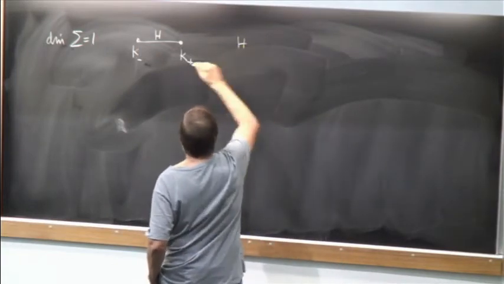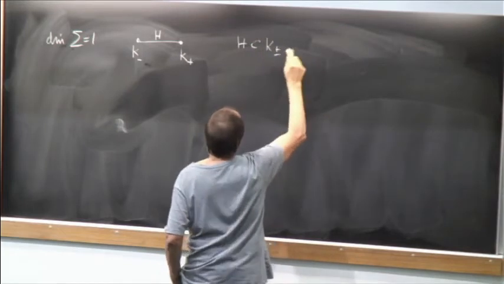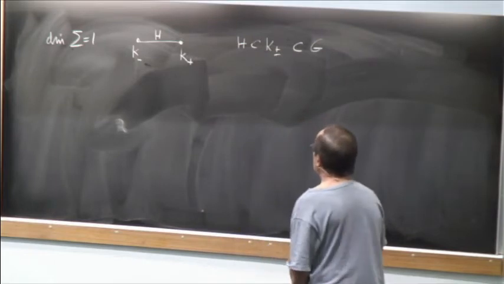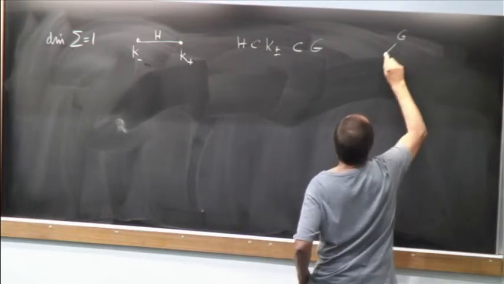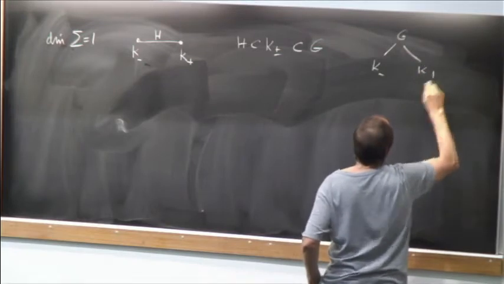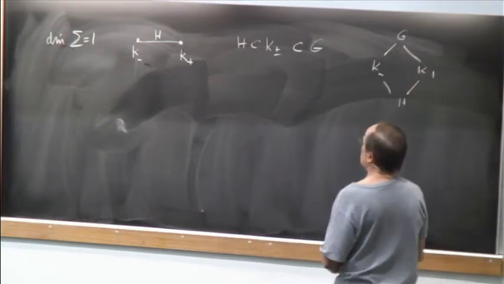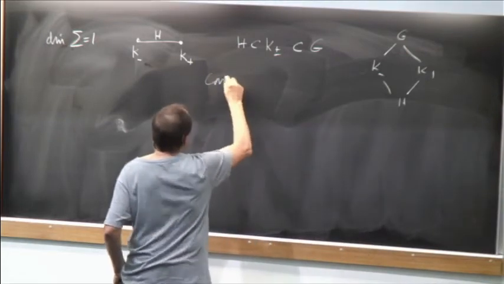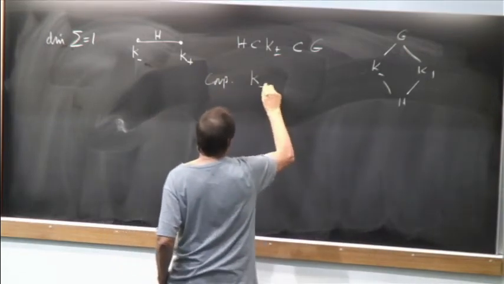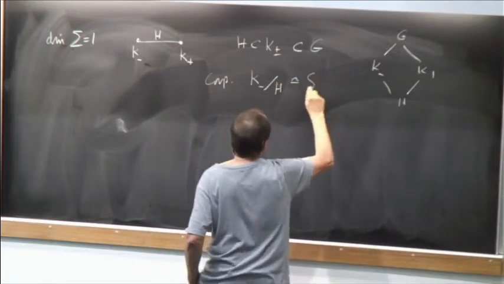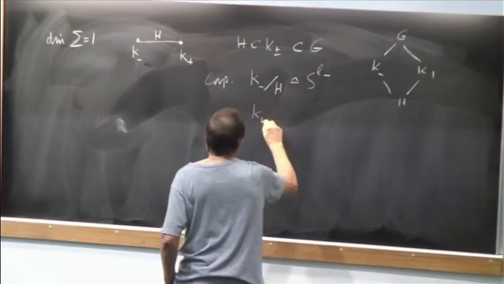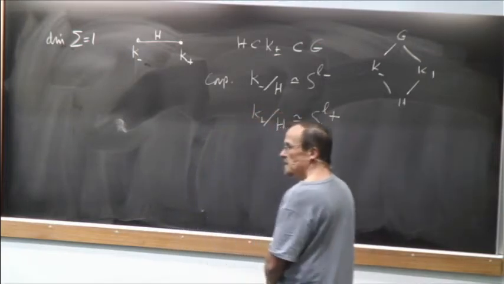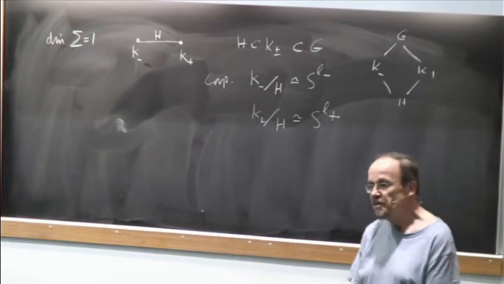In fact, both of these groups must contain the group H. So that's my group picture. The group graph is just this simple kind of picture, which I've used a lot in the past. And now my compatibility condition is simply that these quotients must be spheres. So in this very special situation, one can see that that's all that this compatibility means.